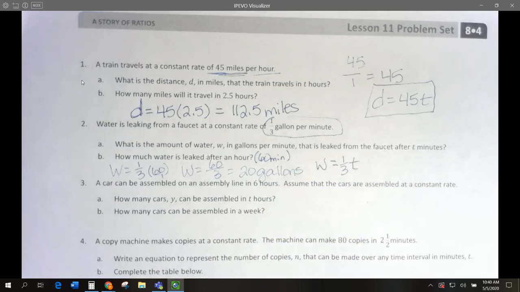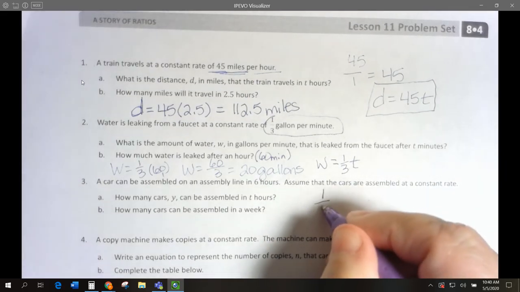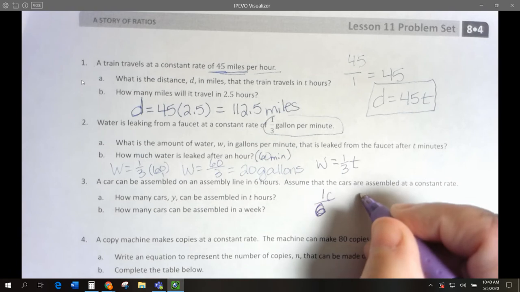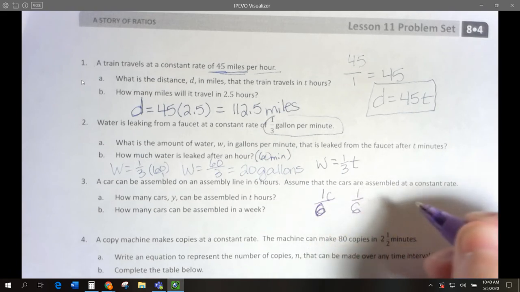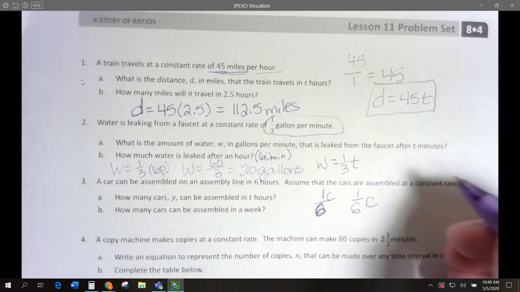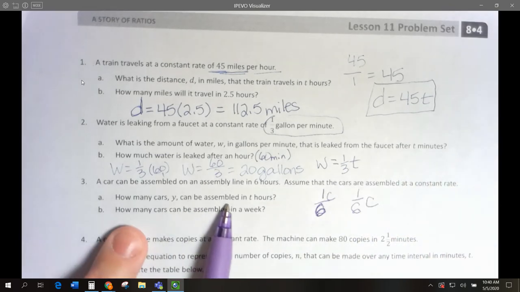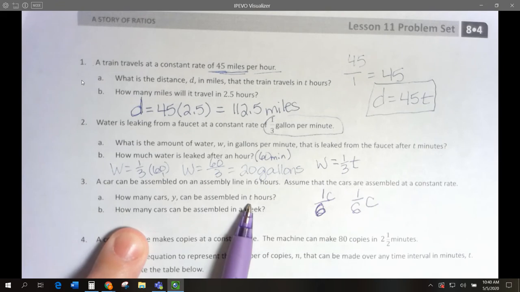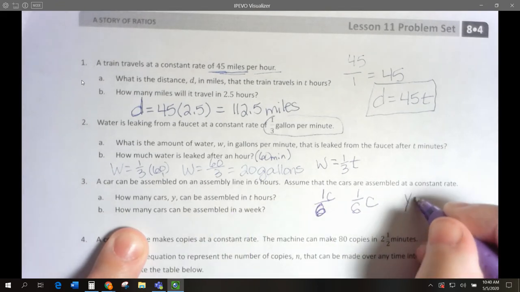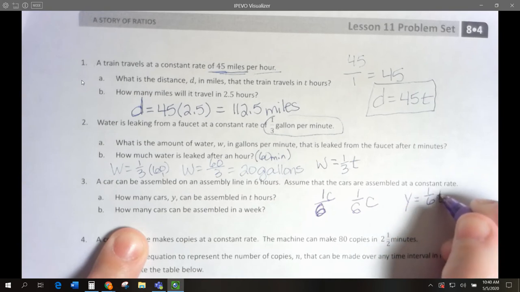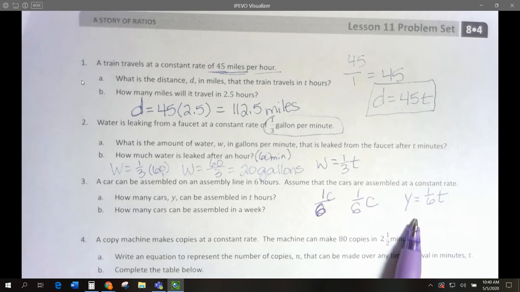Okay. Number 3. A car can be assembled on the assembly line in 6 hours. So we get 1 car for 6 hours. So it'd be 1/6 of a car. So how many cars can be made in t hours, right? So y is going to equal 1/6 t because we get 1/6 of a car every hour, right? If it takes 6 hours, each hour is 1/6 of a car.